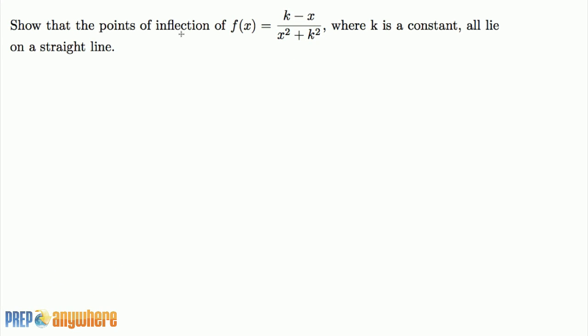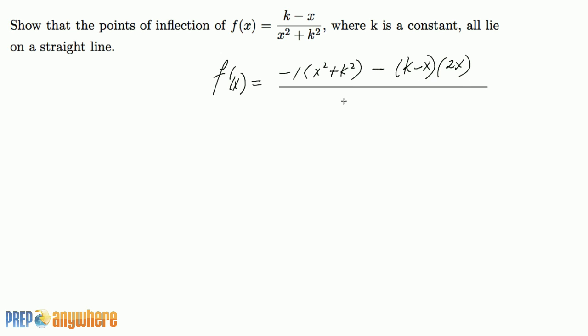So we have to show that the points of inflection on this curve all lie in a straight line. So let's first find the first derivative. We need to find the second derivative, so let's find the first derivative, and we get -1 minus k minus x. Differentiate the bottom, you get 2x all over squared. Okay, gotta clean that up.